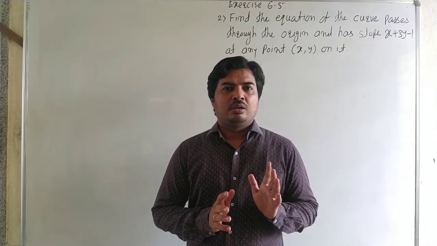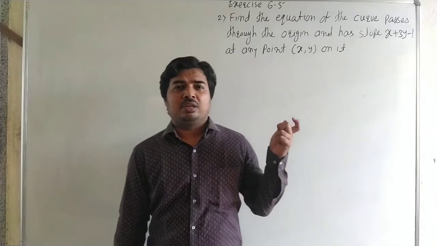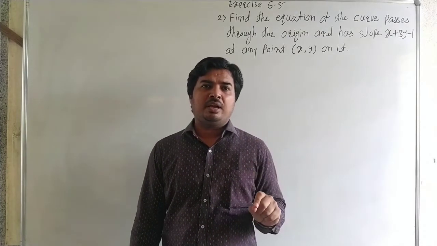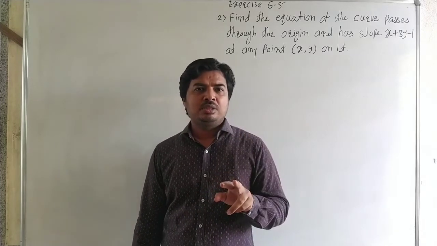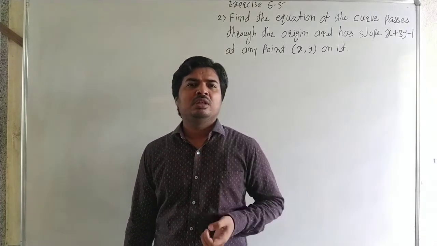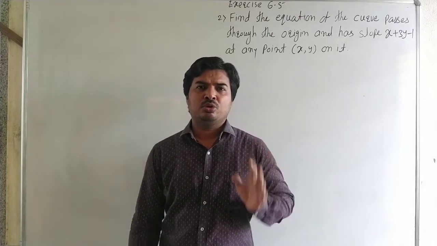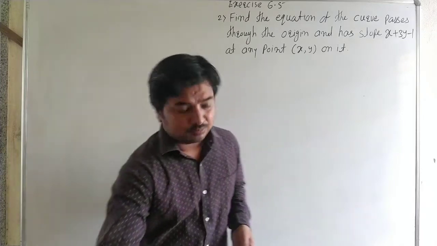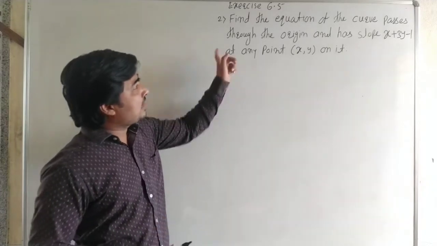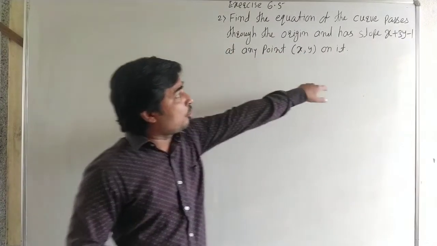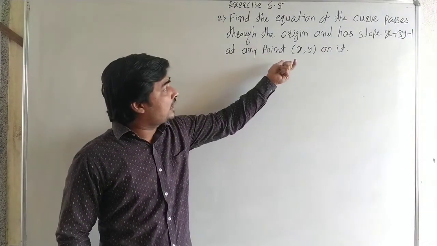Now from the given information, first we write the differential equation, and then we identify in which form it is: variable separable, reducible to variable separable, homogeneous, or linear differential equation, and then apply any one method to solve it. Now here is the first question: find the equation of the curve passing through the origin and has slope x plus 3y minus 1 at any point x comma y on the curve.